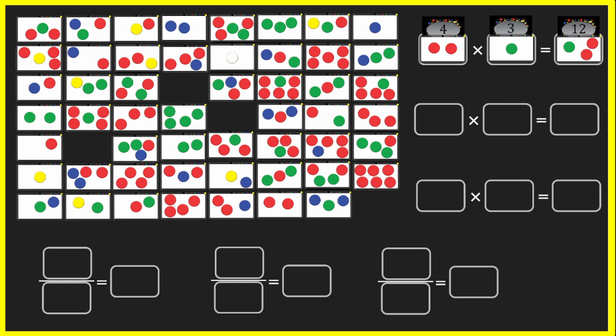And that's a triplet. So 4, 3, and 12 are a multiplication triplet, because two of them multiplied together make the third number. And that's what we mean by a triplet. And then the challenge is to make as many triplets as you can. So let's make a couple more here anyway.